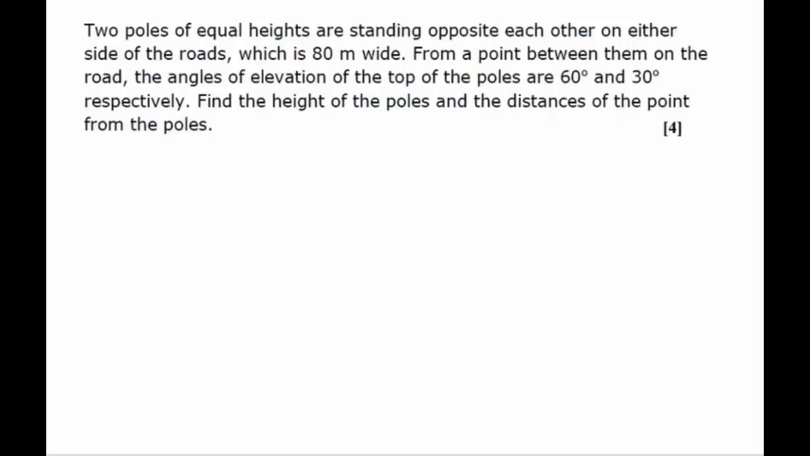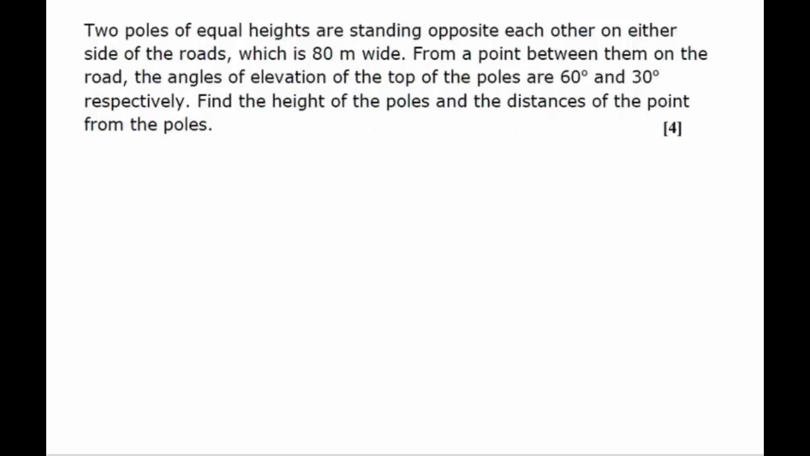Hello students. In this question we are given that two poles of equal heights are standing opposite to each other on either side of the road, which is 80 meters wide. From a point between them on the road, the angles of elevation of the top of the poles are 60 degrees and 30 degrees respectively. We have to find out the height of the poles and the distance of that point from the poles.